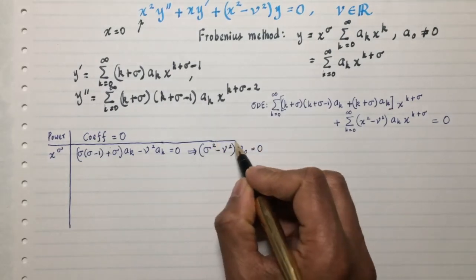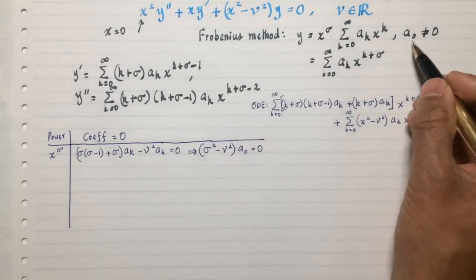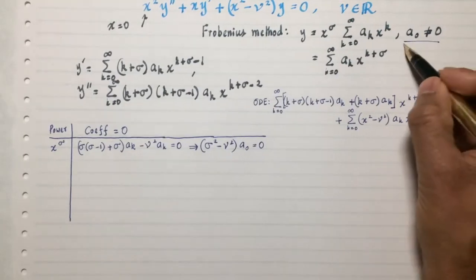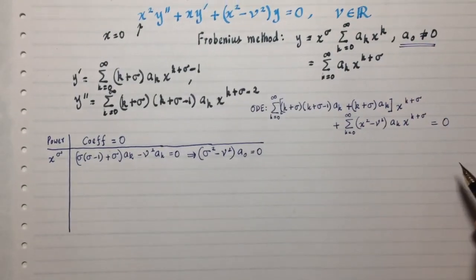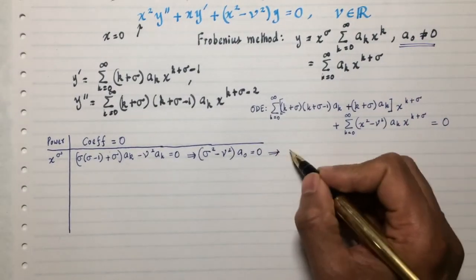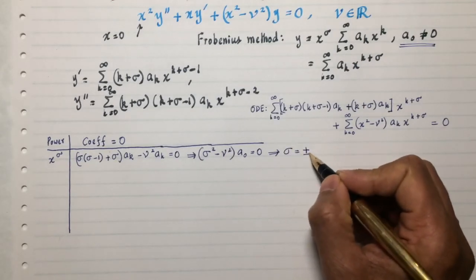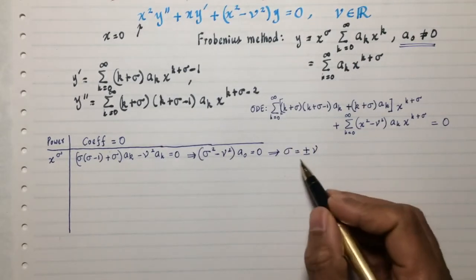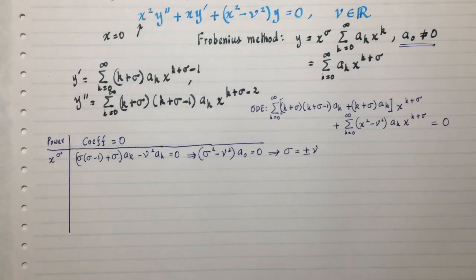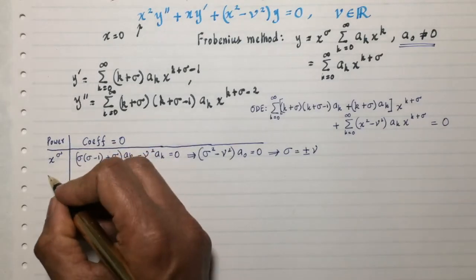But as part of the ansatz of Frobenius, we have stipulated that a naught not be equal to 0. That's an important requirement. That leaves us with the condition that sigma must be equal to plus or minus nu. That gives us the two orders of the solution, which are going to be our two Bessel's functions.